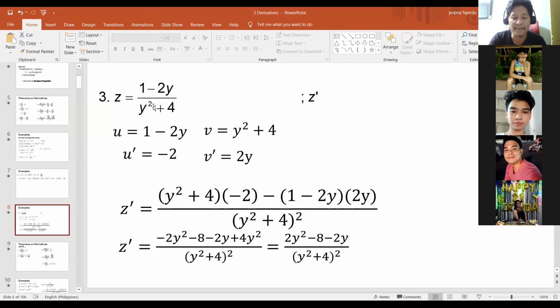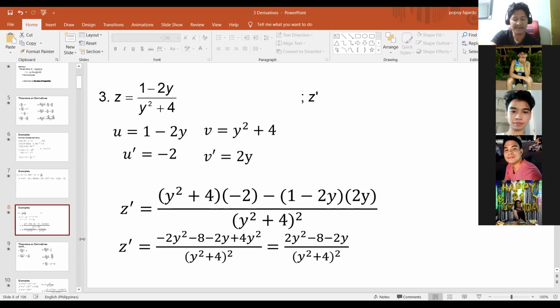Got it? Kung kukuhanin natin dito dz over dx, wala naman ito later on pagdating natin sa partial derivatives, nagsisiro yun. If you get the derivative of a certain variable with respect to another variable at wala siya, we will treat that thing as constant, kaya nagsisiro. Okay?